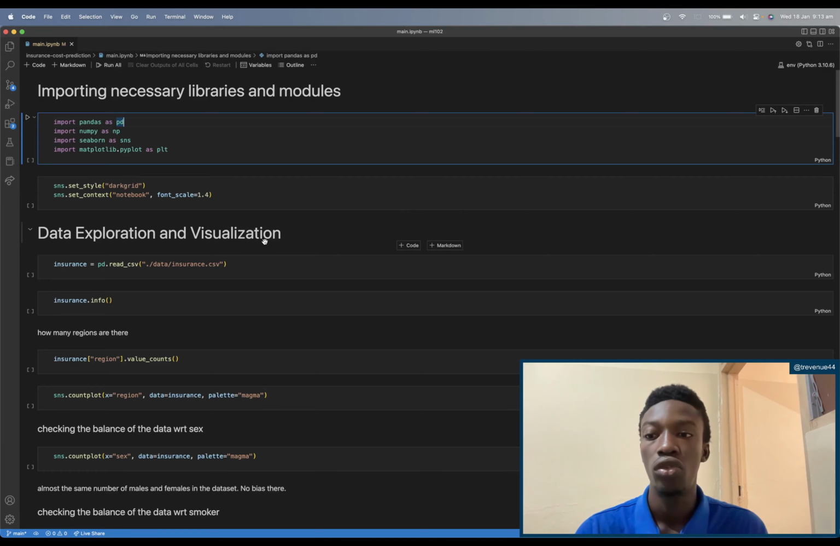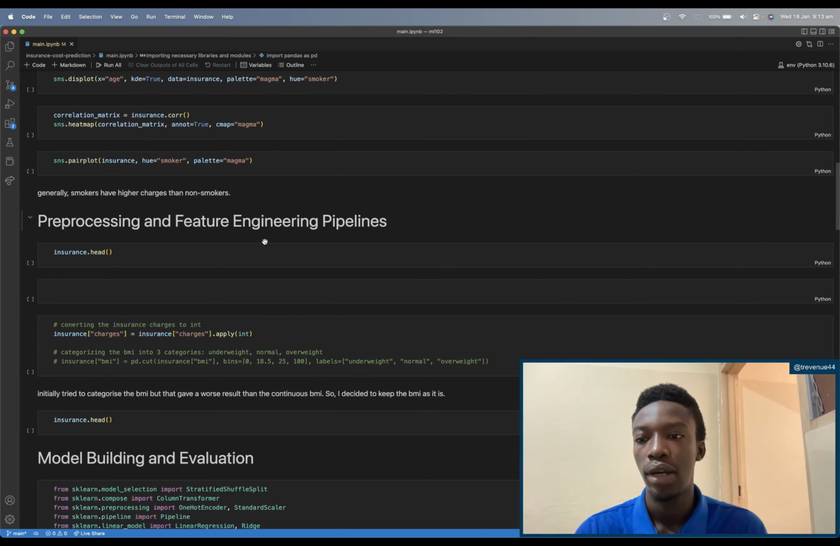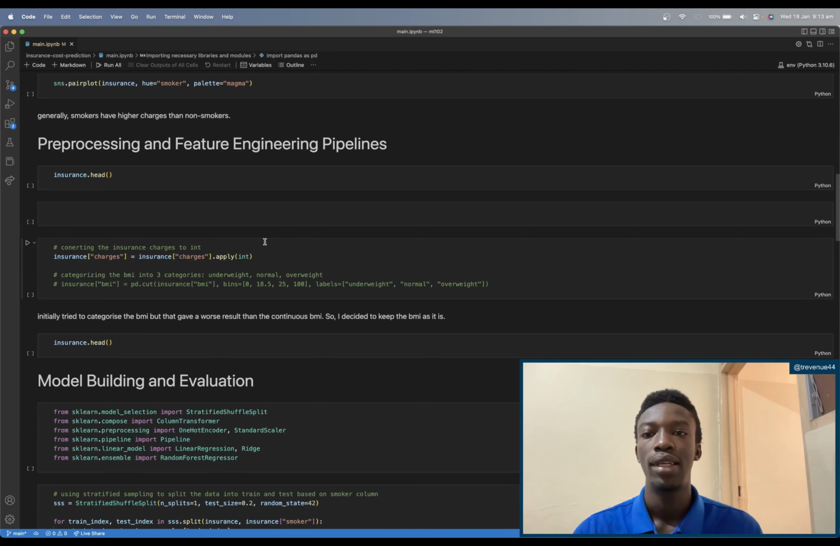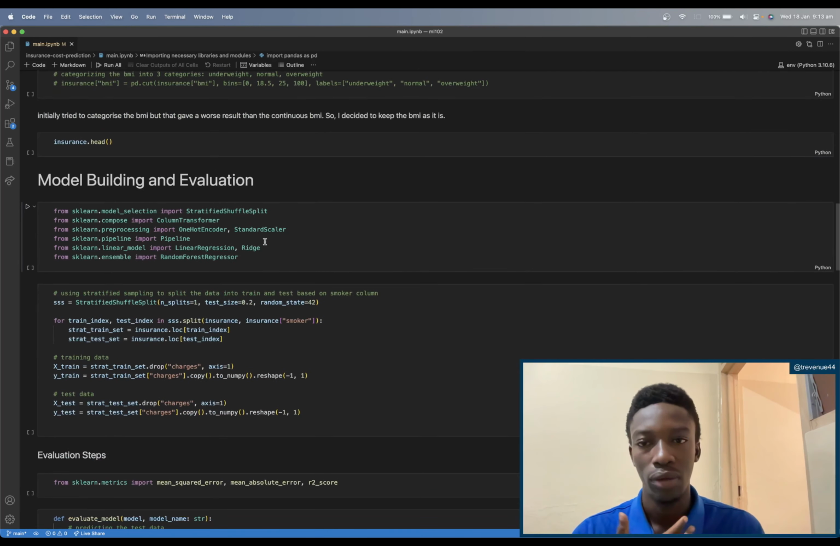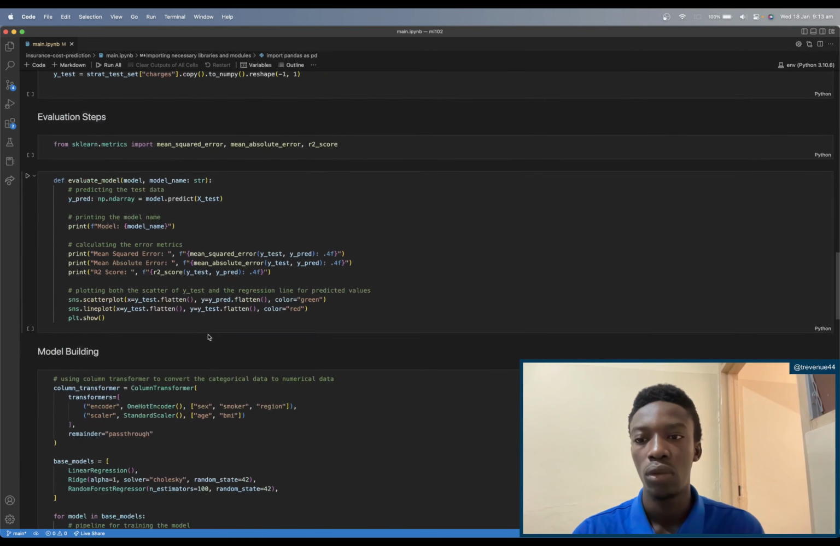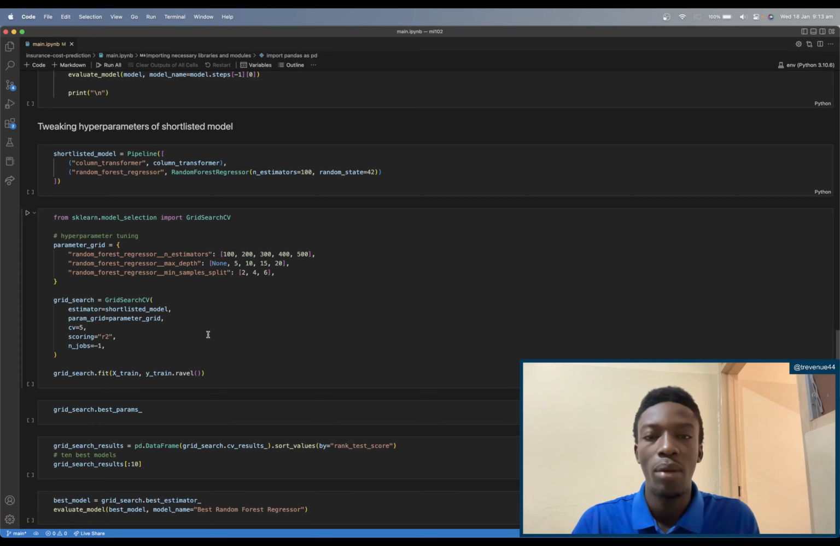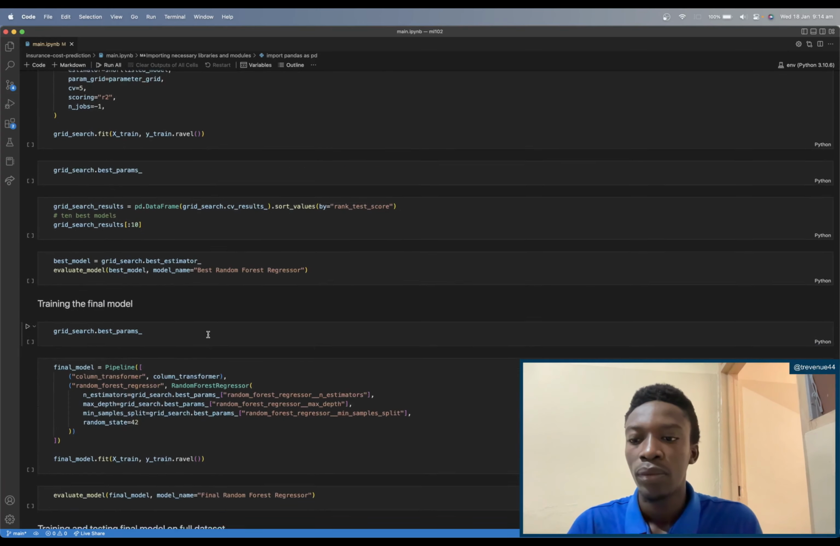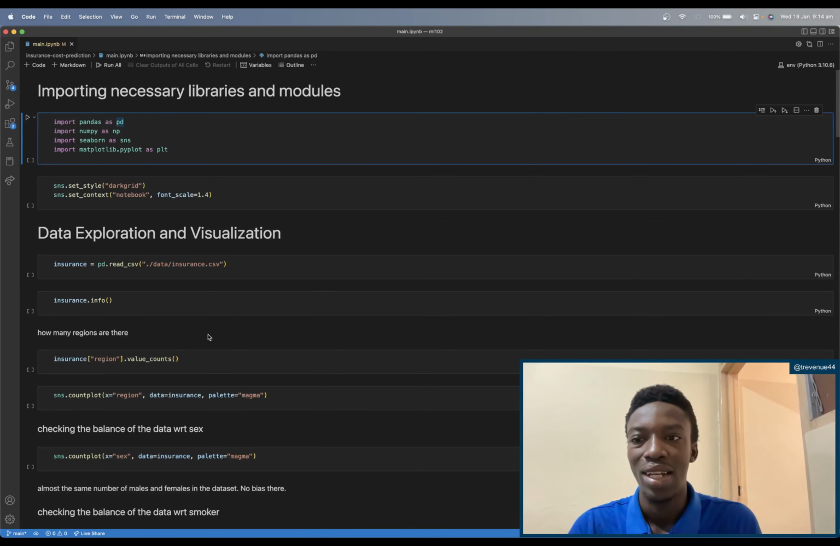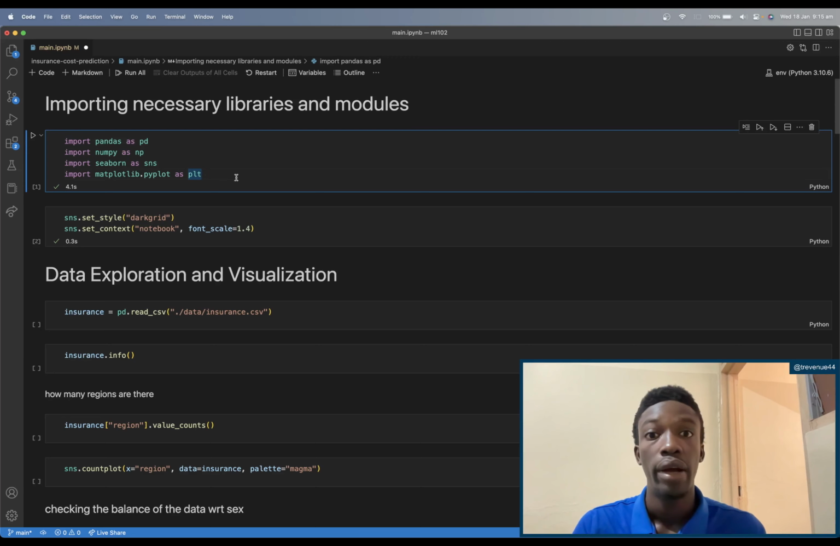So we are going to go through some data exploration, and after that we'll try and process and do feature engineering of the data set. Then we are going to try and build our model, get an evaluation step, and then try and tweak some parameters to make our model better. So I've already written the code, so I'm basically just going to walk you through what I did. So we're going to be running the notebook one by one. Alright, so let's get started.